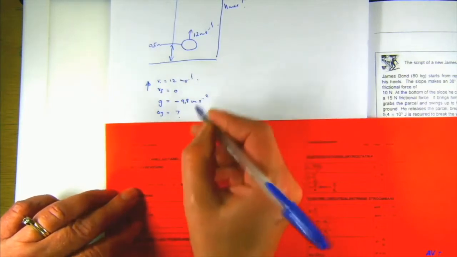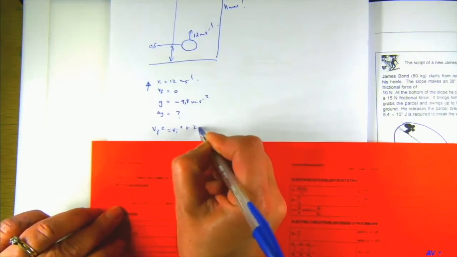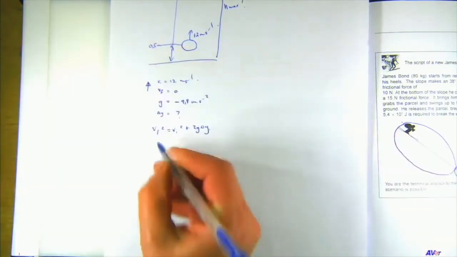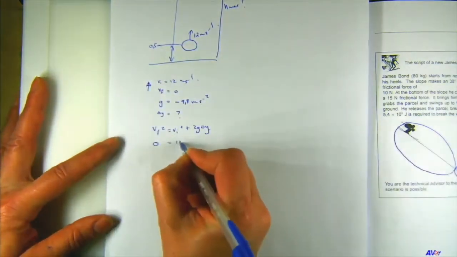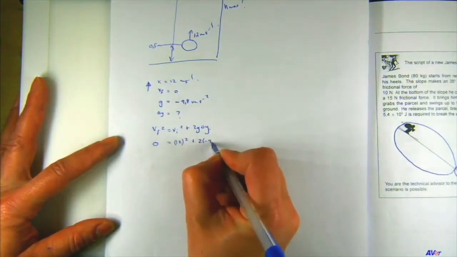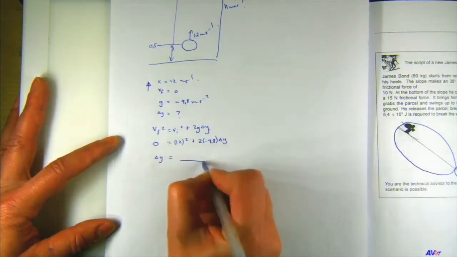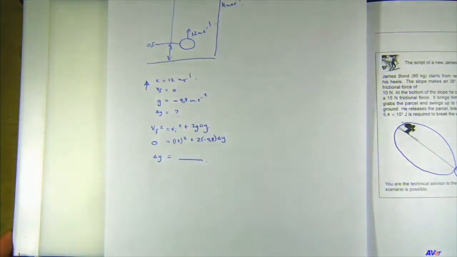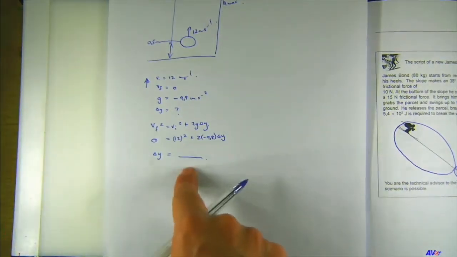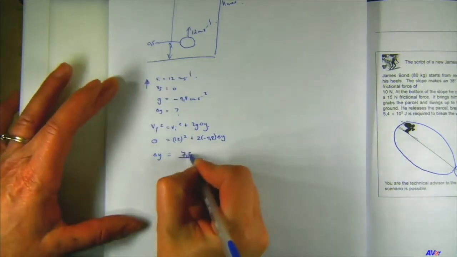So I'm going to say, let's say v final squared equals v initial squared plus 2g delta y. Final is 0. Initial was 12. Remember to square. Plus 2 times minus 9.8 times delta y. Now I need someone who's quick on the calculator, because I haven't worked that out. First one to give me that answer. Come on. Okay, 7.35 meters.